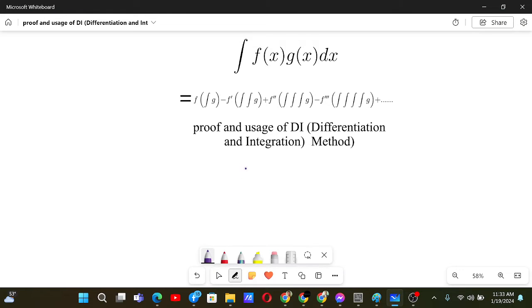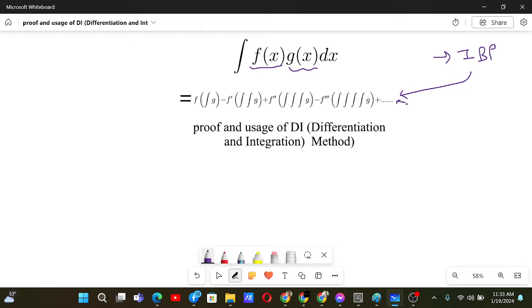Proof and usage of the DI method. DI stands for differentiation and integration. In this method, if you have a product of two functions, you basically use integration by parts. This is just a simplified version, made easier to look at and analyze, of integration by parts. It is just integration by parts, made easier to use.